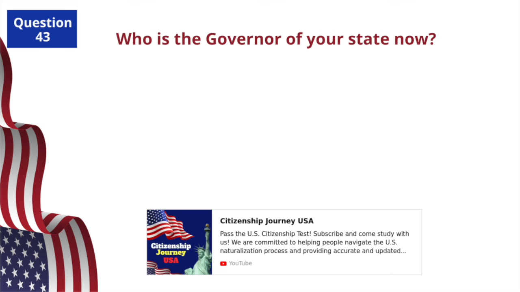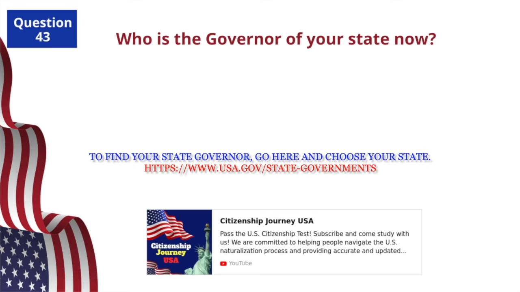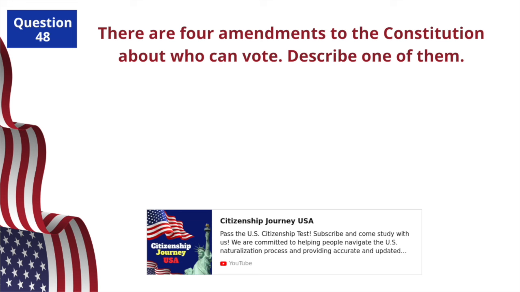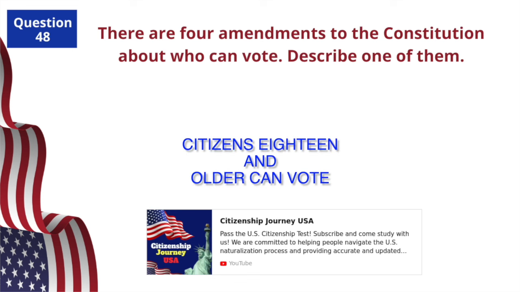Who is the governor of your state now? There are 4 amendments to the Constitution about who can vote. Describe one of them. Citizens 18 and older can vote.